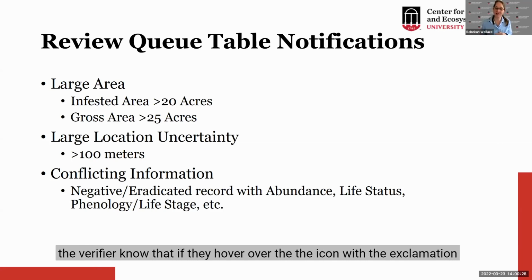So that lets the verifier know that if they hover over the icon with the exclamation point, it'll tell them the parameters that caused that notification to be there. So for location uncertainty, it's over 100 meters.